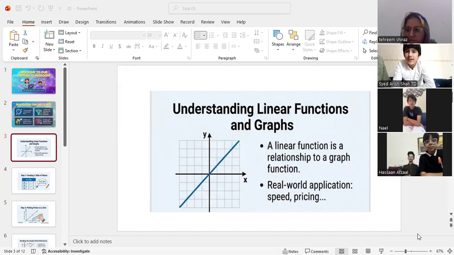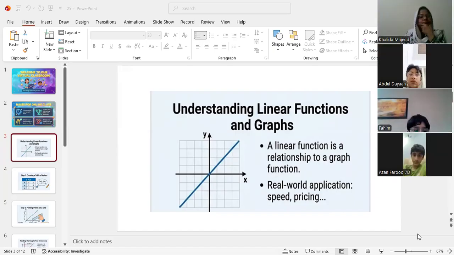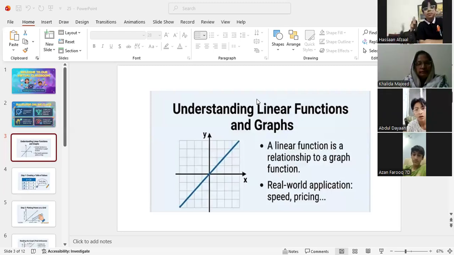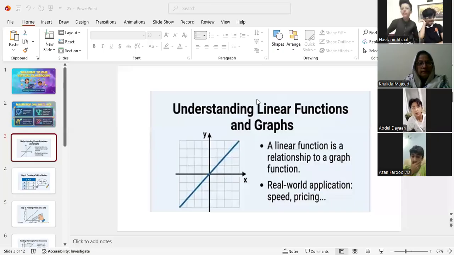Yes, Rohan Fahim. Ma'am, human walking can also be an example because a person can walk and also run. Yes, definitely that will be a real life example of a linear function. Yes, very good. Okay, anyone else?